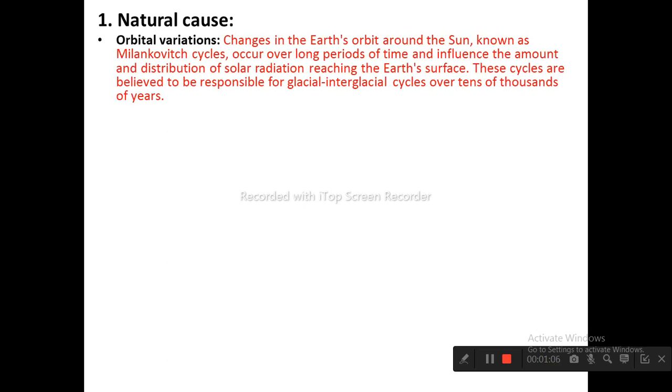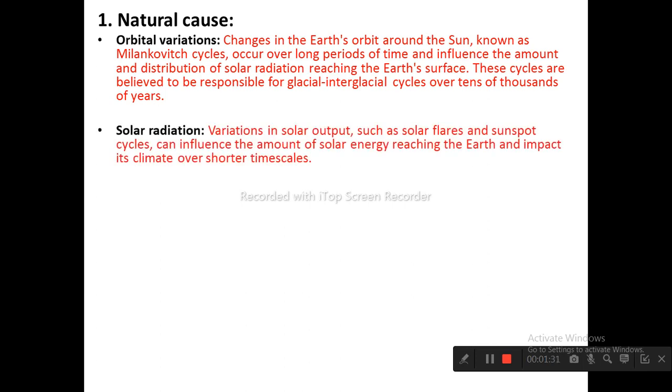Orbital variation. Changes in the Earth's orbit around the Sun, known as Milankovitch cycle, occurs over a long period of time and influence the amount and distribution of solar radiation reaching the Earth's surface. These cycles are believed to be responsible for glacial interglacial cycles over tens of thousands of years.